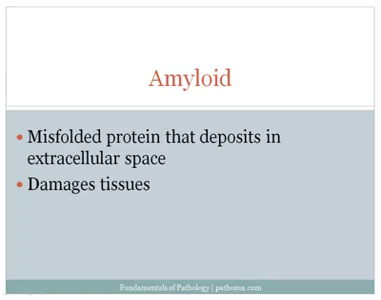Now, before we can go further, we actually need to define what amyloid is. So amyloid is a misfolded protein, that's important, that deposits in the extracellular space. That's actually very important as well. So it is a misfolded protein, and it deposits outside of the cell in the extracellular space. And it's this deposition in the extracellular space that eventually results in damage to tissues. So cells become injured, and the tissues become damaged.